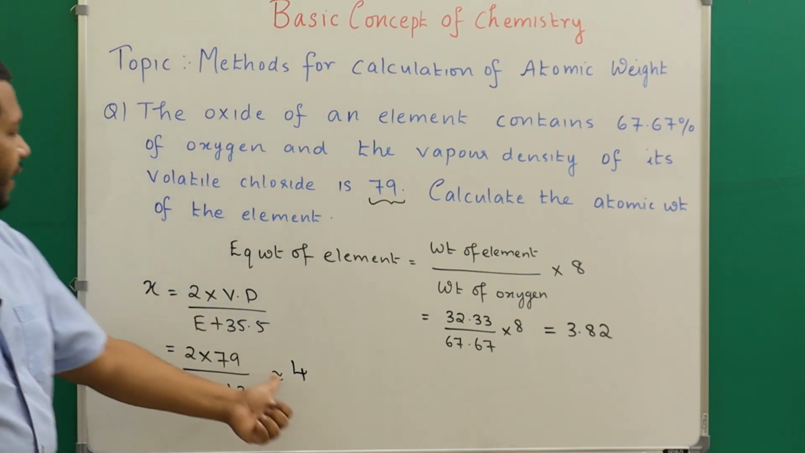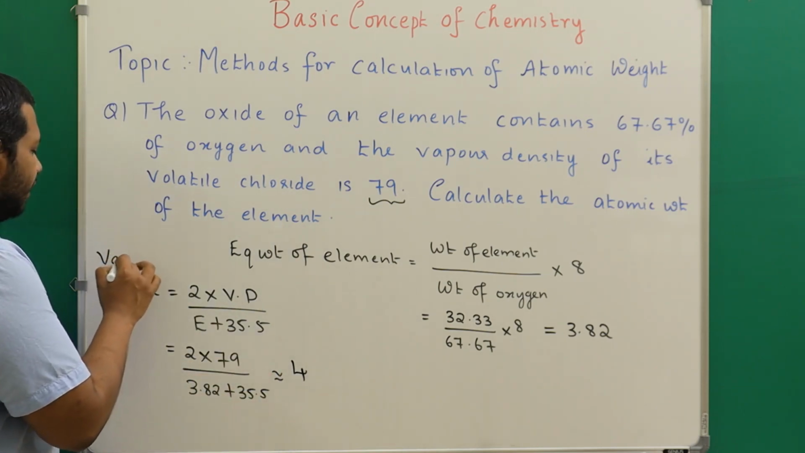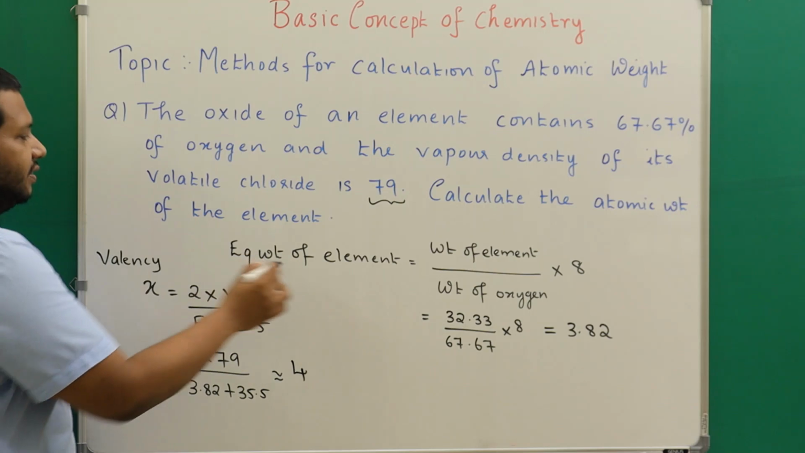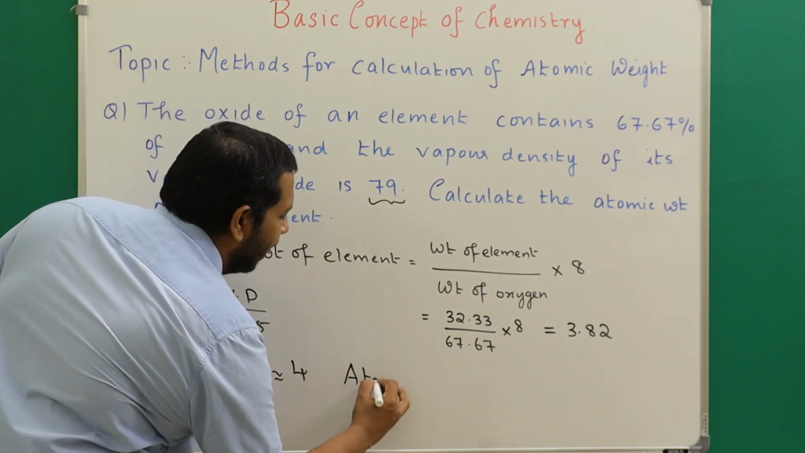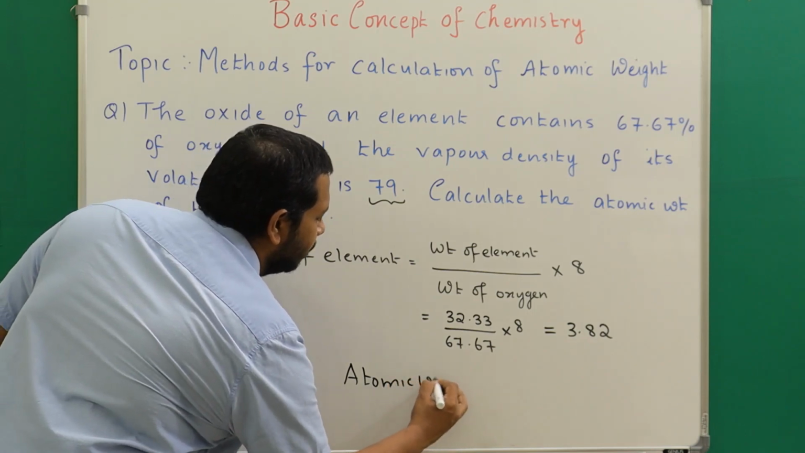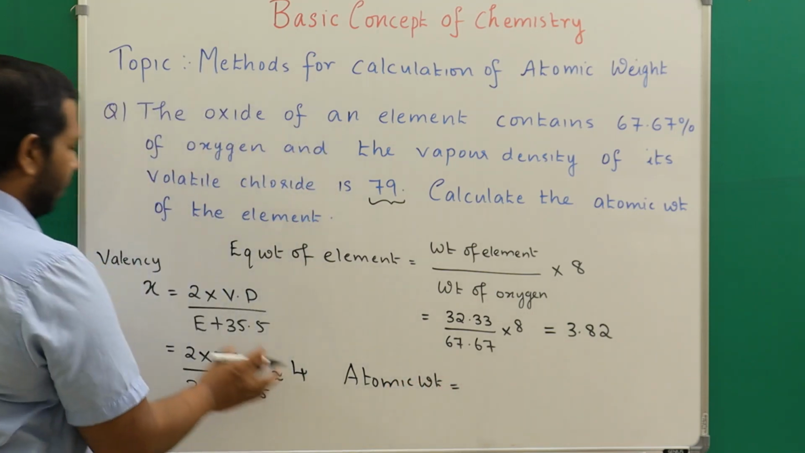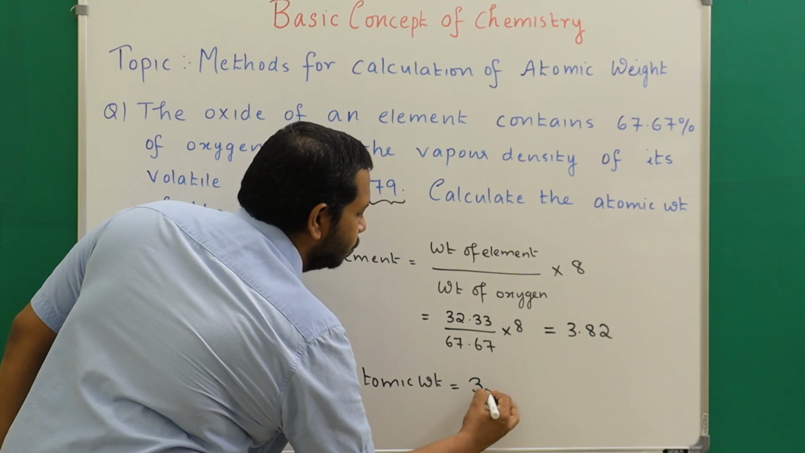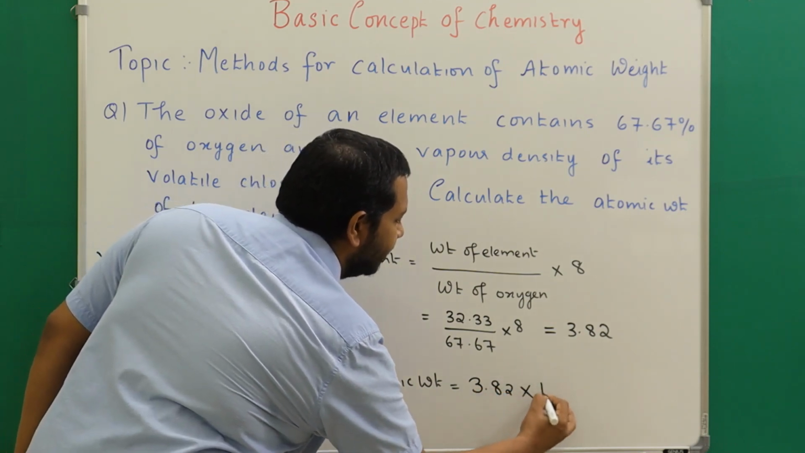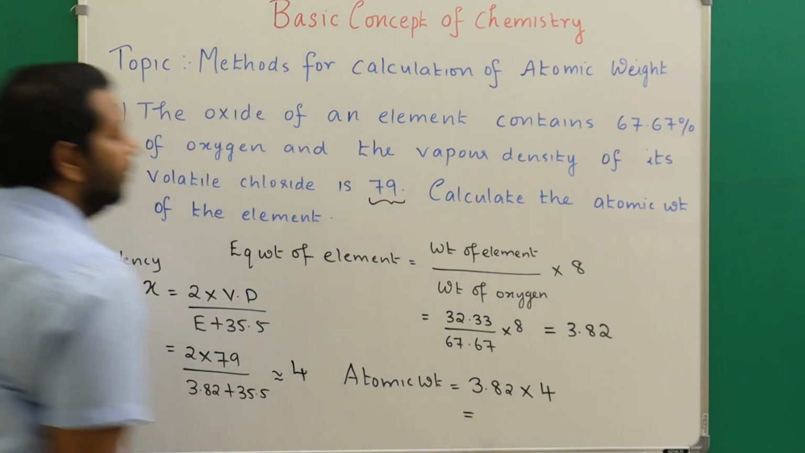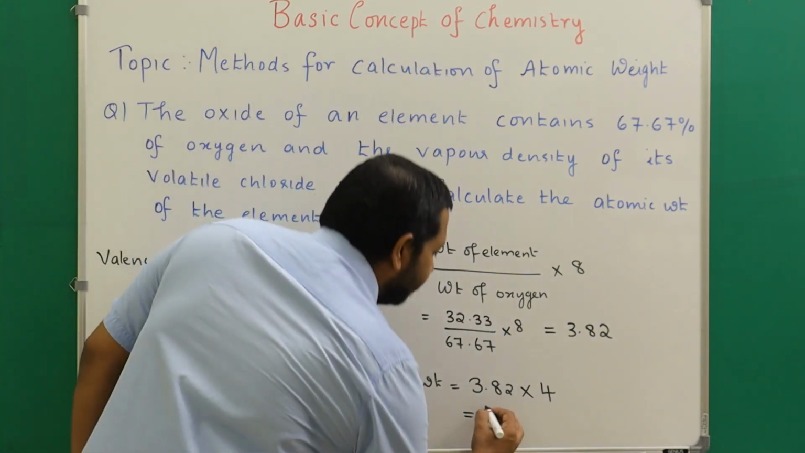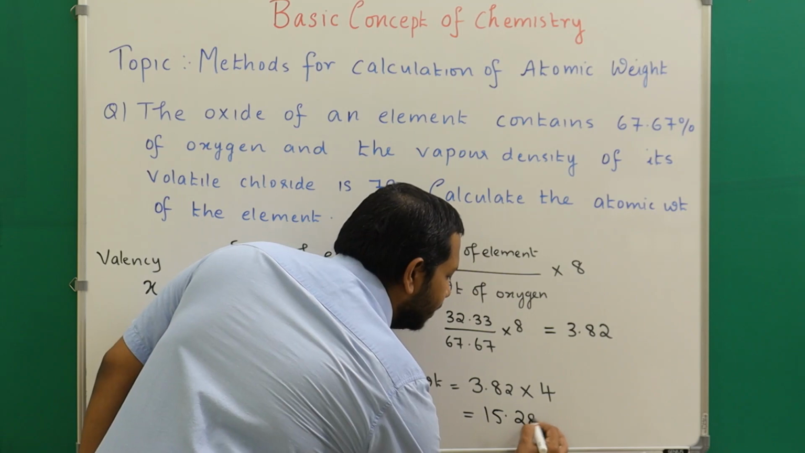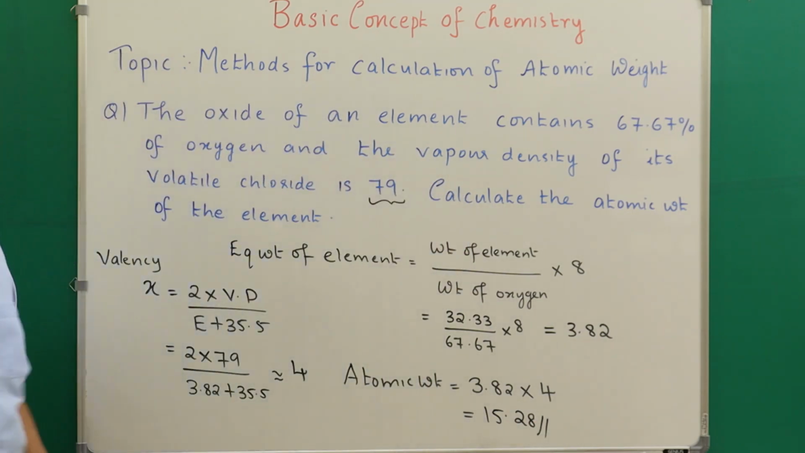Now you know the valency. So this I will say as valency. Okay. And this is the equivalent weight. Now tell me, what is the atomic weight? I can say atomic weight is equal to equivalent weight into valency. Equivalent weight is 3.82 into valency, that is 4, and this will be the atomic weight. So how much will it come around to? So this will be 15.28.